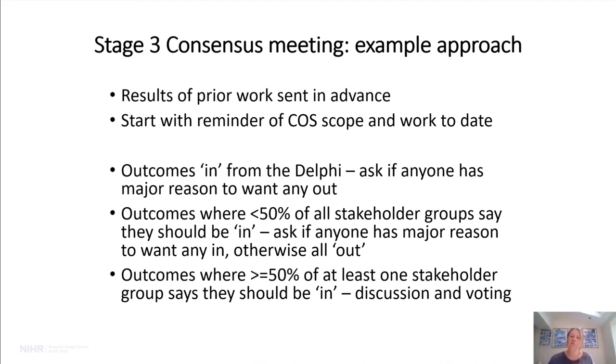Things where the minority of stakeholders said something should be in would be out, and you only ask people if they have a major reason to put something in. The focus of the meeting is on that bottom group where there's really no consensus, where the majority, more than 50% of one of the stakeholder groups, says it should be in. And that's where you start the discussion.